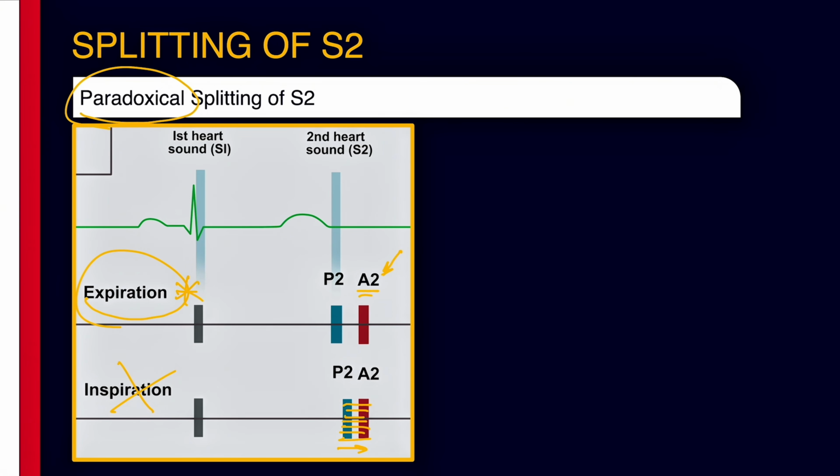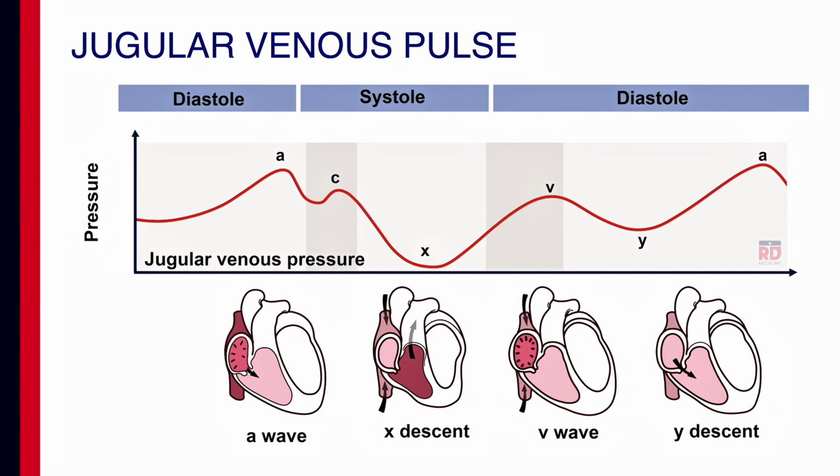hypertrophic cardiomyopathy, right ventricular pacing as well. So if you hear a split S2 that disappears with inspiration, think paradoxical splitting. That's your clue for delayed aortic valve closure. Okay? All right. Next, let's talk about the jugular venous pulse, or JVP.